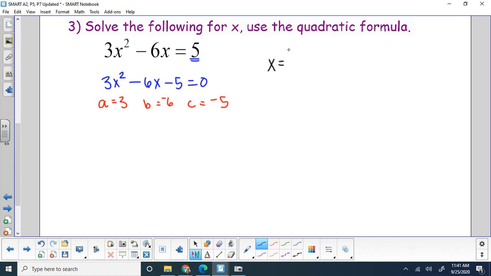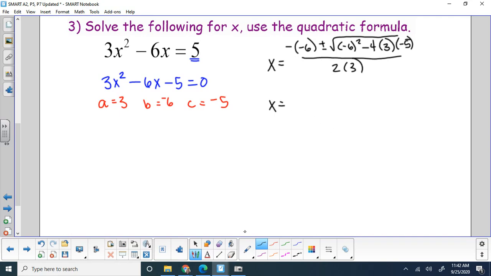That is x equals -b. That means I have a -6 plus or minus the square root of b squared, that's (-6) squared. Notice I put it in parentheses to make sure that I don't lose that negative sign. And then it's minus 4 times a times c, all divided by 2a. So 2 times 3.